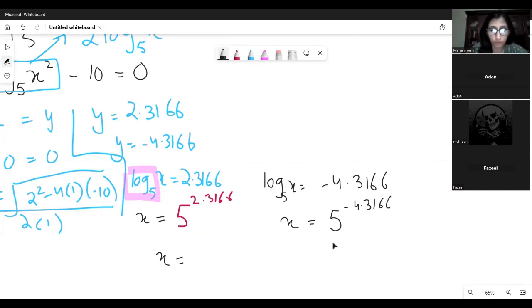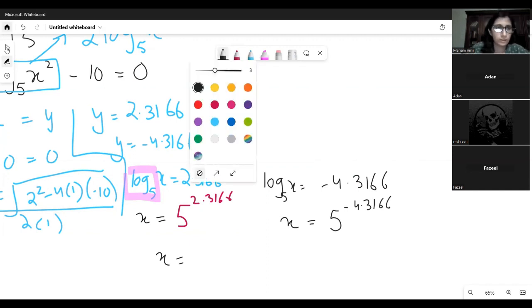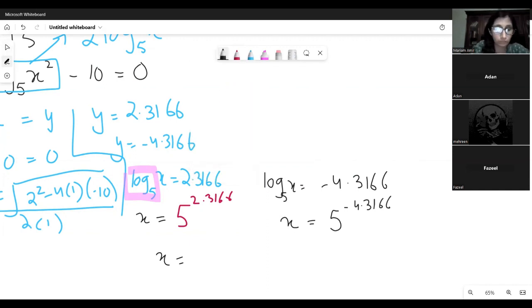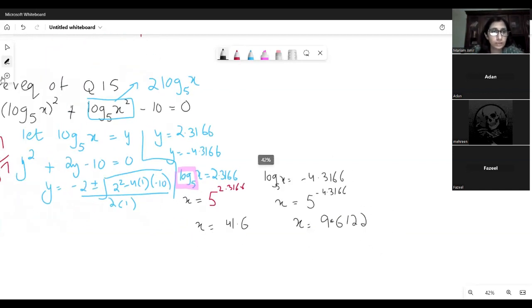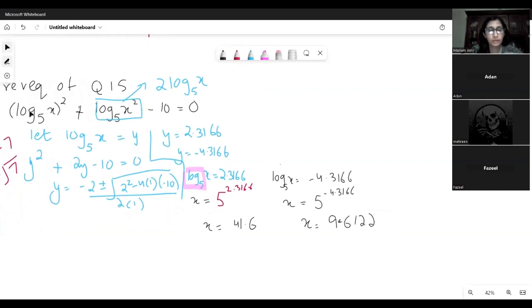So x equals, let's see, 5 power 2.3166 is 41.6. Let's write it to one decimal place, 41.6. And for the other one, it's 5 power negative 4.3166, 9.61. Since it's log, confirm that we're not getting a negative input in log. We're not. Here it is log base 5 of x, so both the x values are positive. So both values are allowed. So both of these should be our final answer.